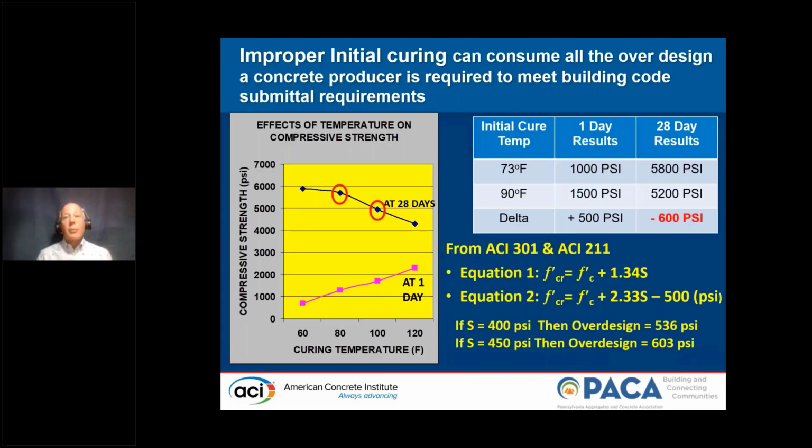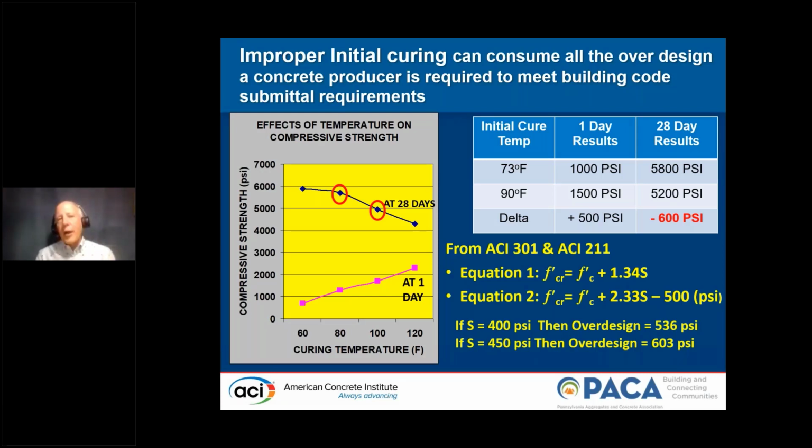Let's look at this on a little milder temperature difference. Let's say 73 to 90. Between 73 and 90, we've lost 600 PSI at 28 days. Why is 600 PSI important? You see on your screen there that Equation 1.